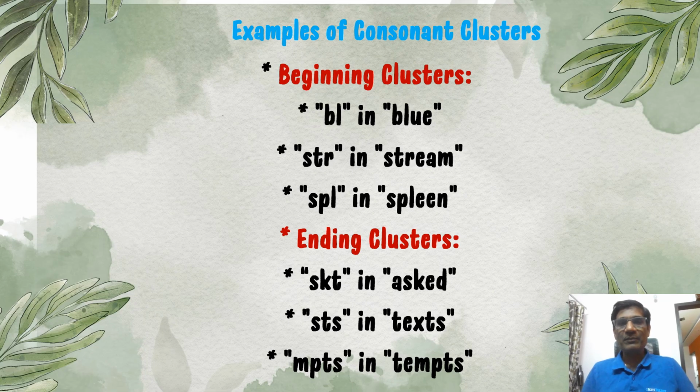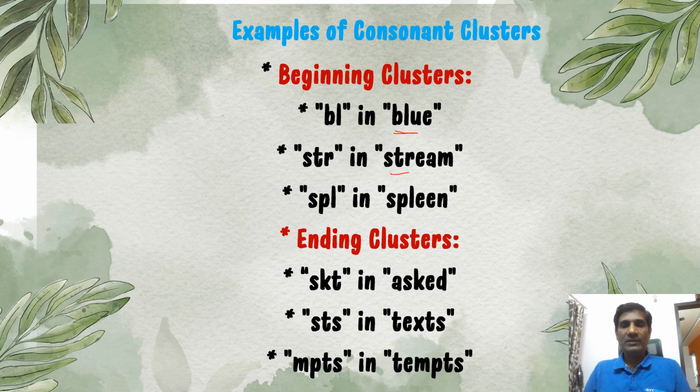Let's see some more examples of consonant clusters. I think you have understood what consonant clusters are. Especially remember that there is no vowel between the consonants in a cluster, and also remember that consonant clusters are two or more consonants within a single syllable. So let's see blue. This is a consonant cluster.